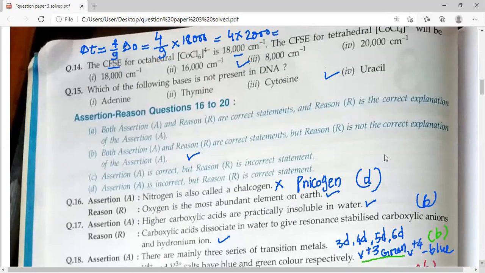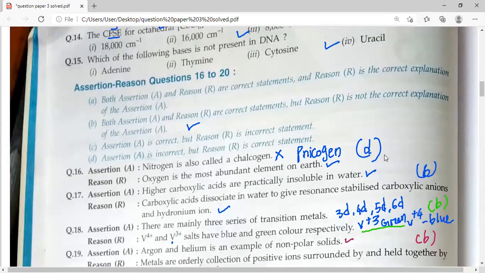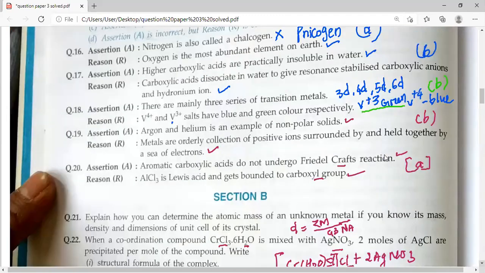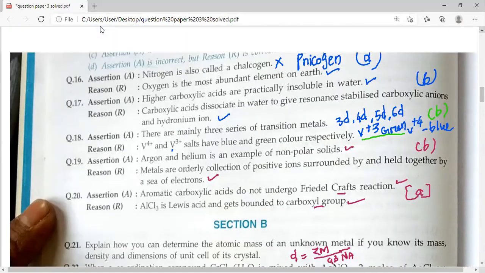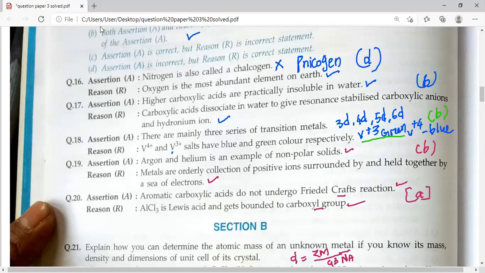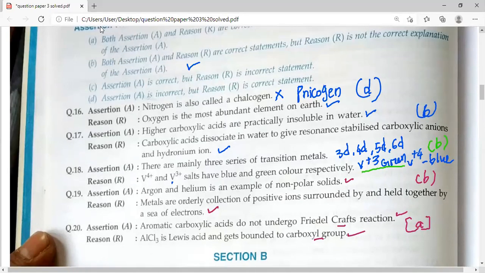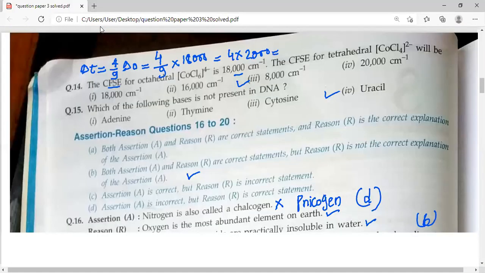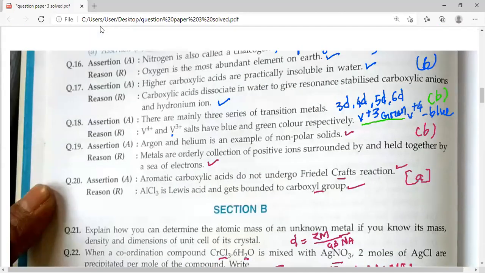Now here, my dear students, we have the assertion-reason questions, that is, questions 16 to 20. Let me read question number 16 for you. Nitrogen is also called a chalcogen. This is an absolutely wrong statement. Nitrogen can be called a pnictogen, but not a chalcogen. Oxygen is the most abundant element on the earth. This is a correct statement.